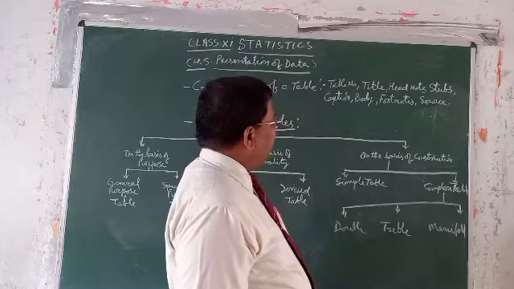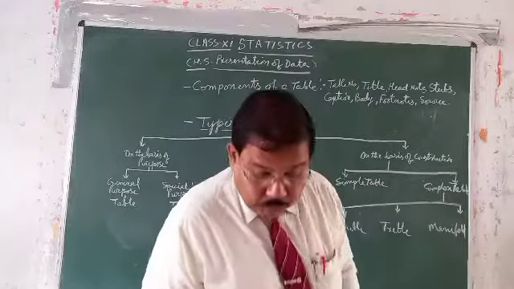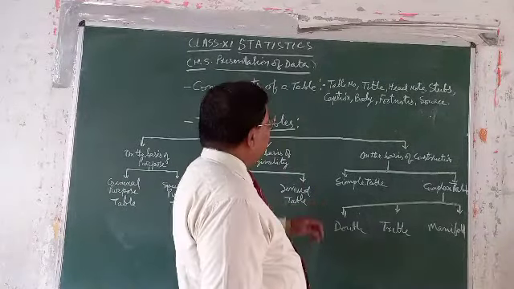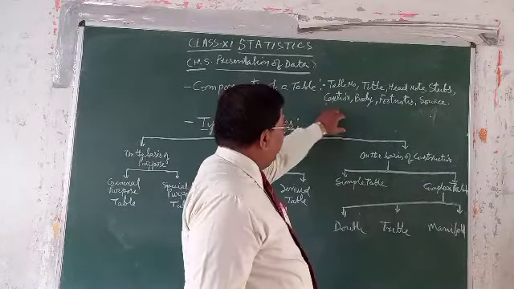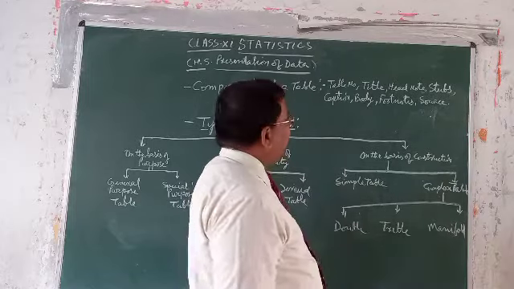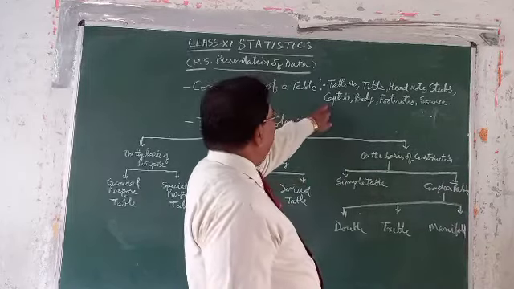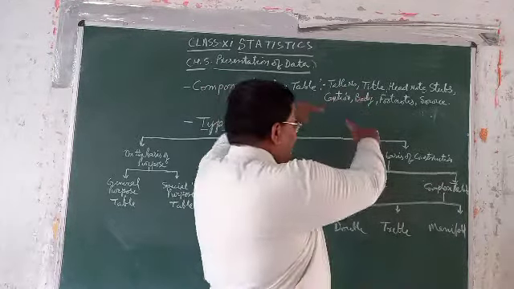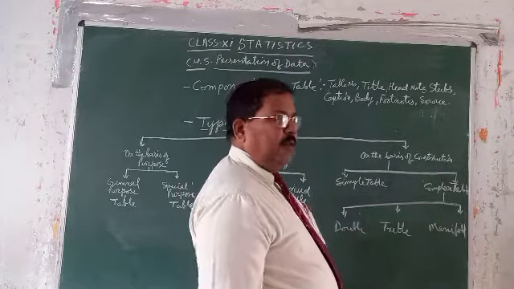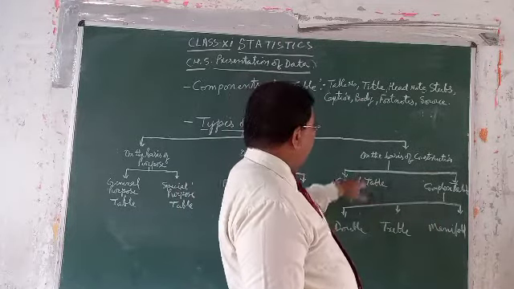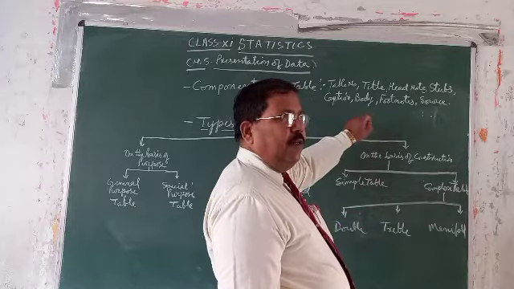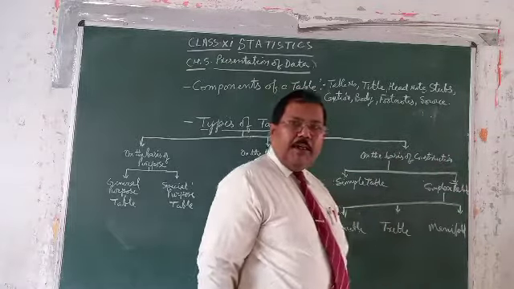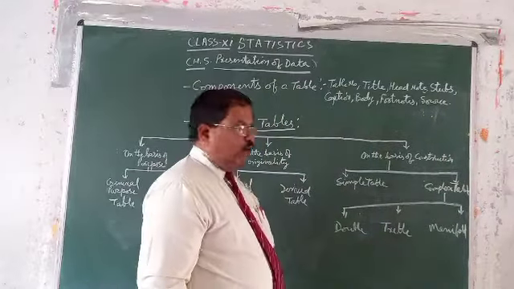And stubs are the horizontal row headings, and vertical headings will be considered as caption. Now the body is the full description of the table, and footnotes are written below the table if necessary, and where the information has been collected from will be written as the source.